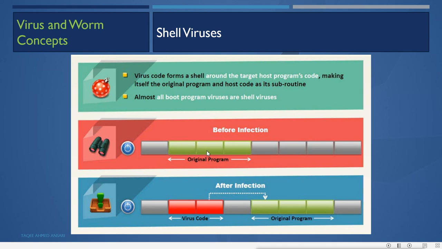It creates a shell around the main executable and makes the main executable like a subroutine. So whenever you run that program, the virus code will execute itself first and then it will run the subcode, and that is the original program.